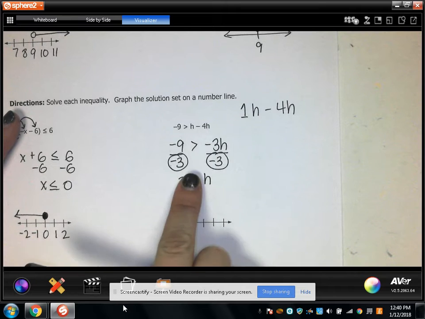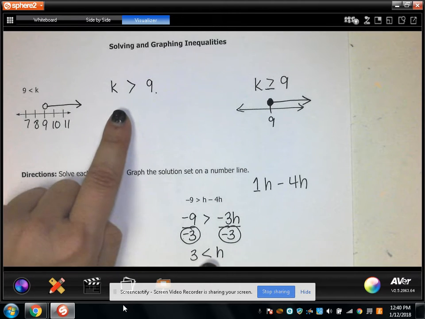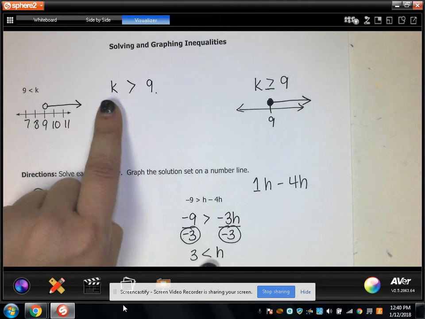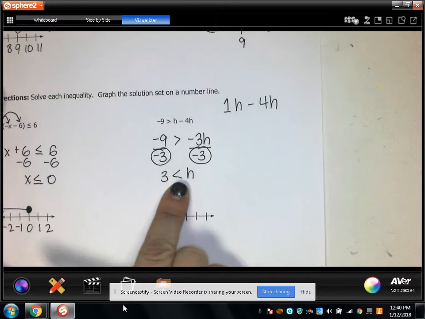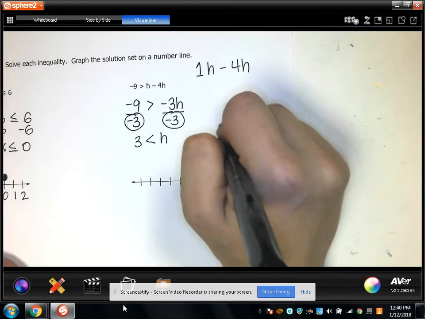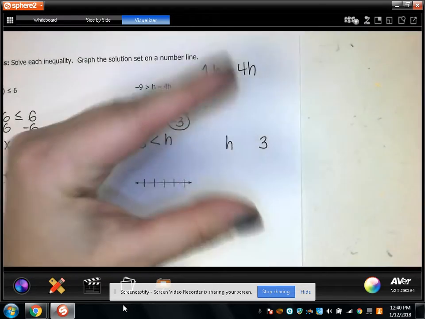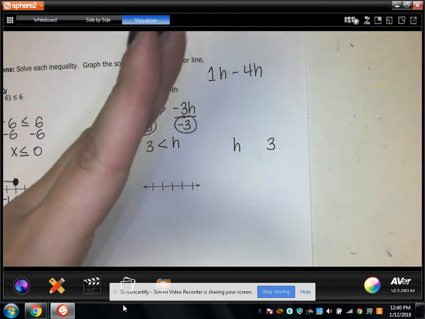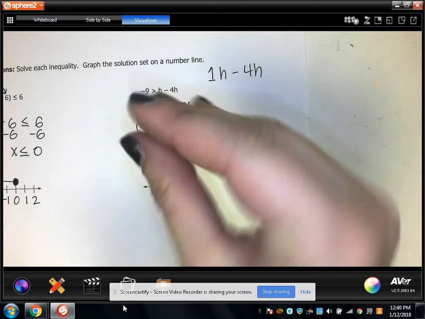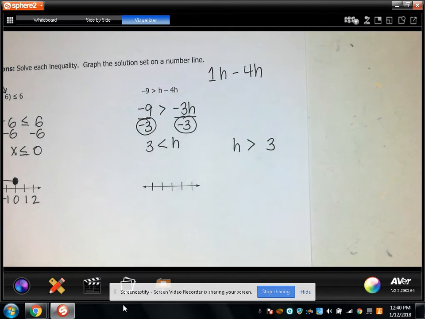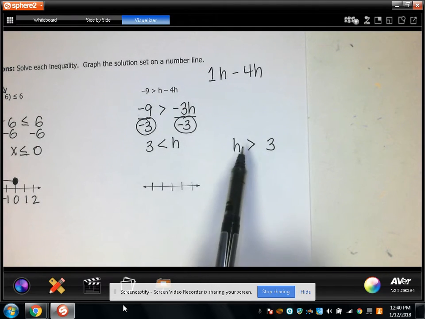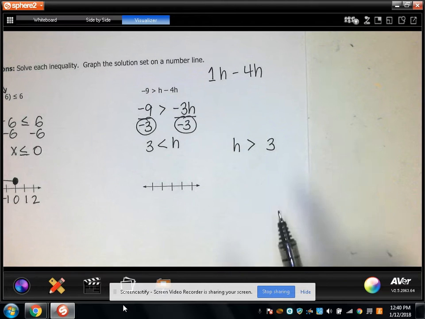But remember up here when I showed you that sometimes I like to write it with a variable on the left-hand side? It's easier to graph that way. So I'm going to rewrite this with a variable on the left-hand side. And since the inequality symbol is eating the h, or opening up towards the h, I'm going to make the inequality symbol open up towards the h still. So instead of saying 3 is less than h, I can say h is any number greater than 3.